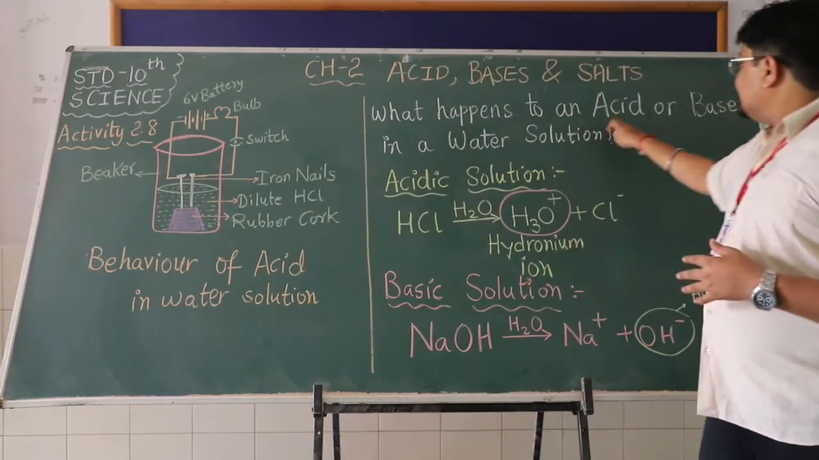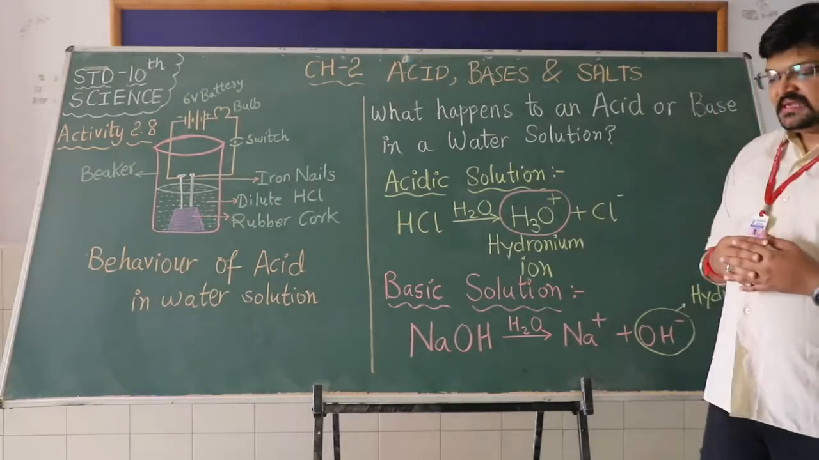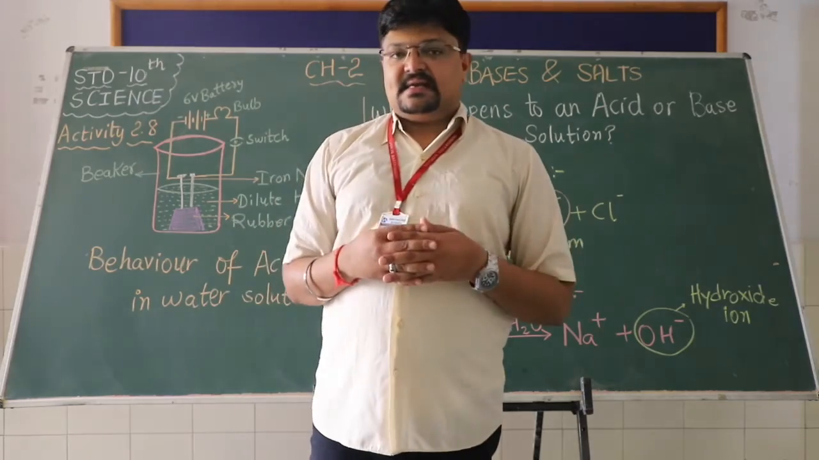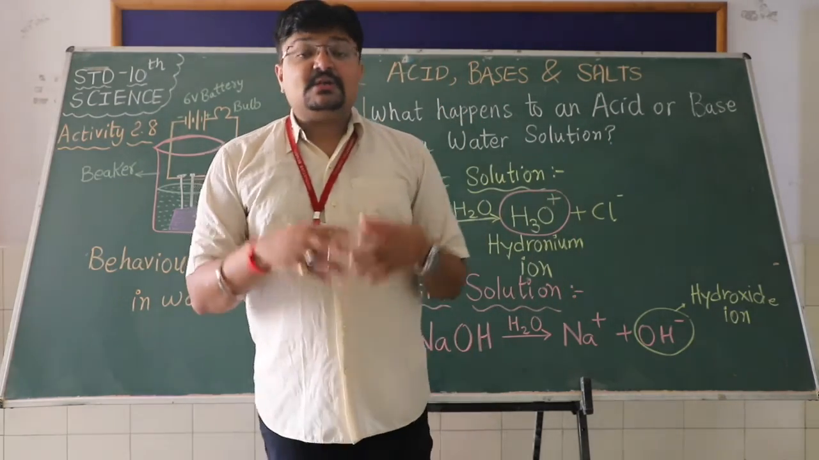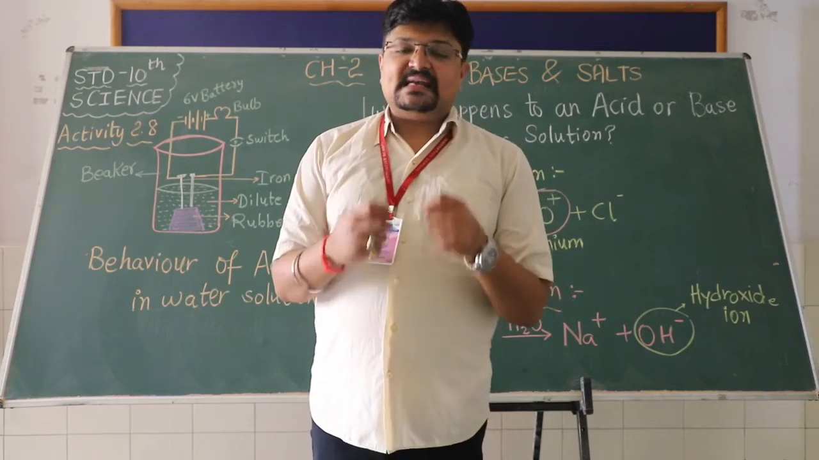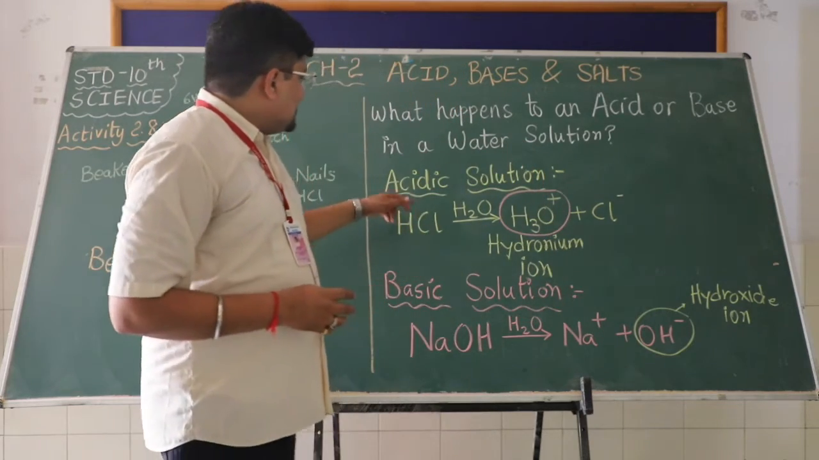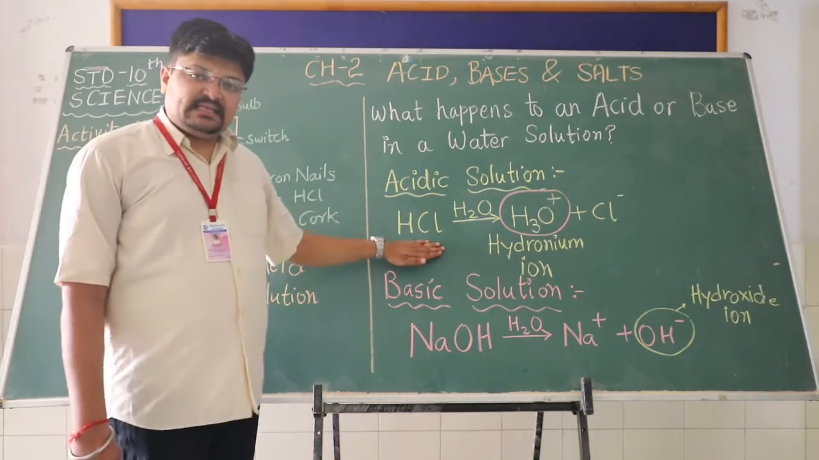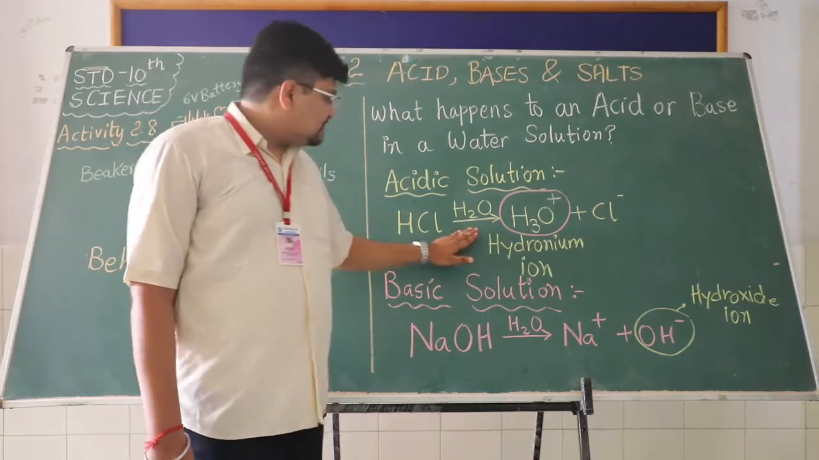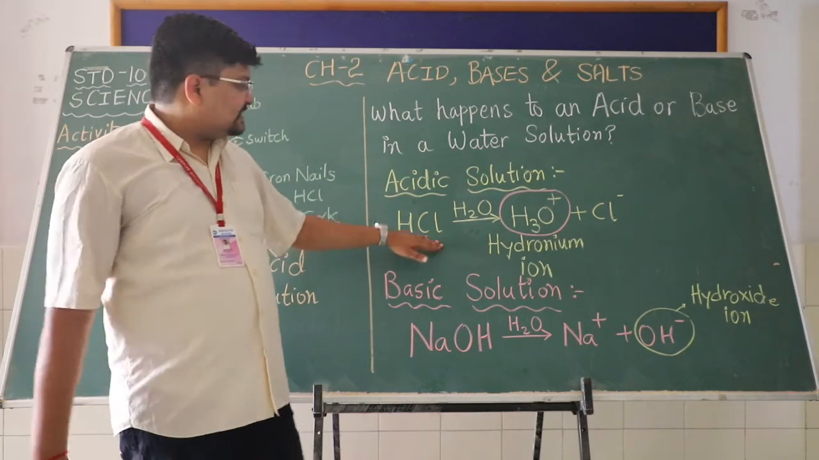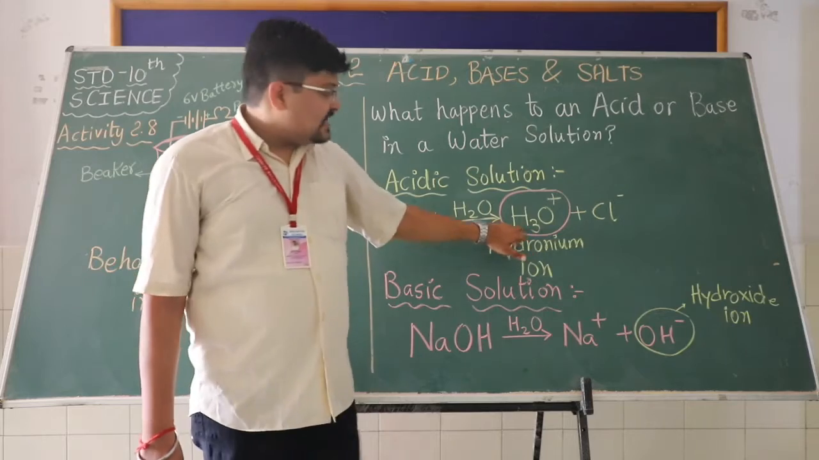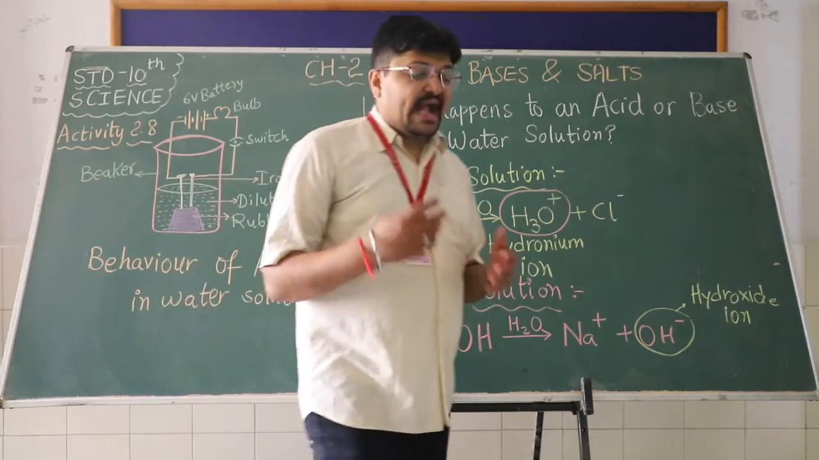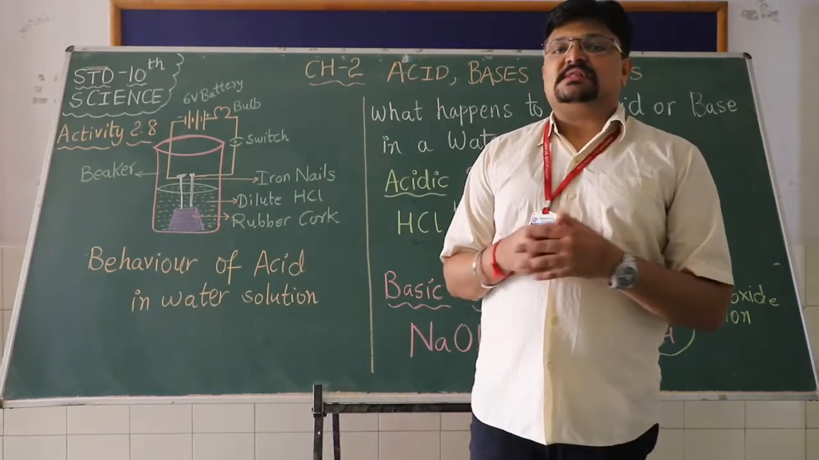So what happens to an acid or base in a water solution? See students, as I said, an acidic solution or basic solution contains ions inside it, due to which it conducts electricity. Let us take an example by writing the chemical reaction. Taking the example of an acidic solution, I have taken HCl. If I take HCl and water, due to hydrolysis it produces H3O+ ions and Cl- ions. This H3O+ is also known as the hydronium ion, which is responsible for the acidic property of the solution.